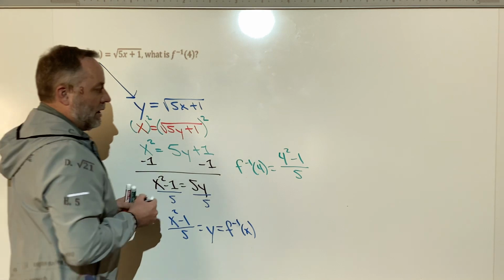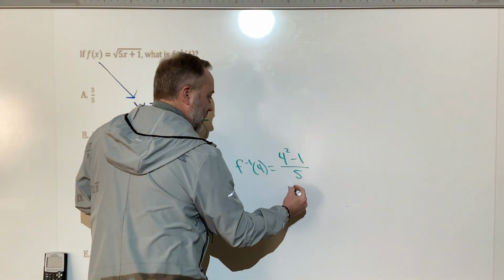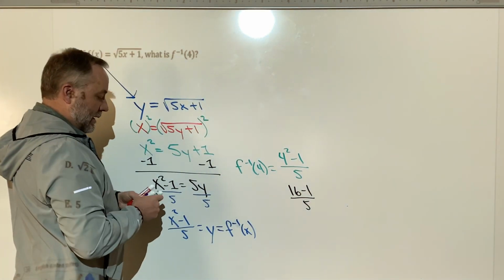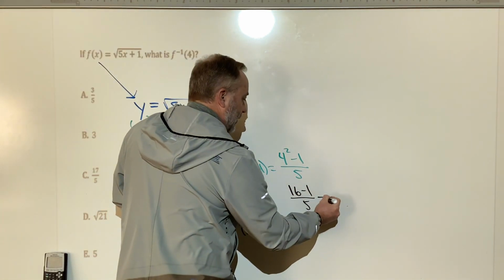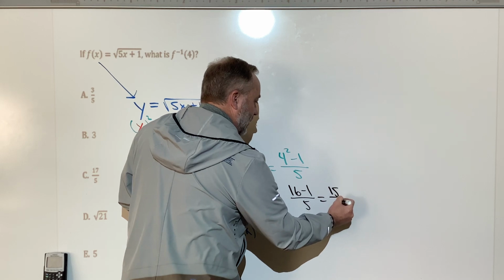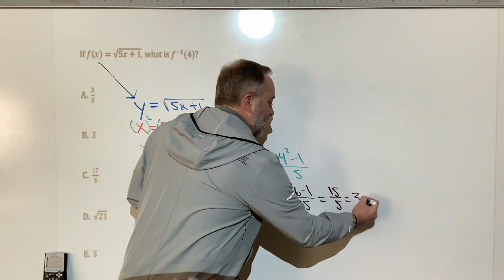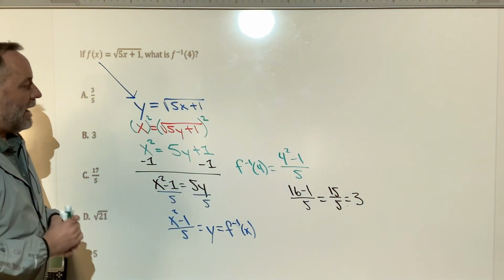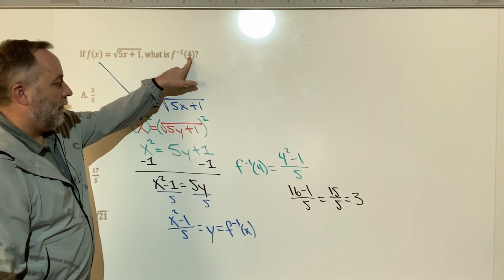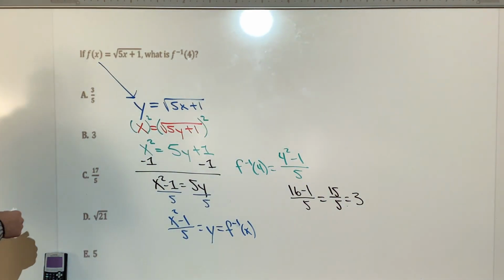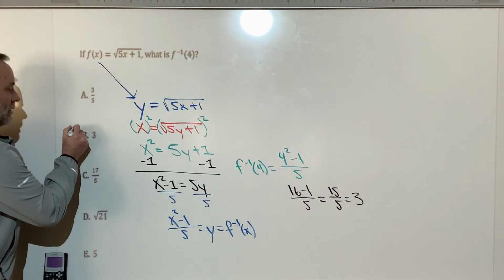Well, 4 squared is 16. So this is 16 minus 1 divided by 5. 16 minus 1 is 15. So this is just 15 divided by 5. And we know that 15 divided by 5 is 3. So the value of the inverse at 4 is equal to 3. And we can find that in selection B.